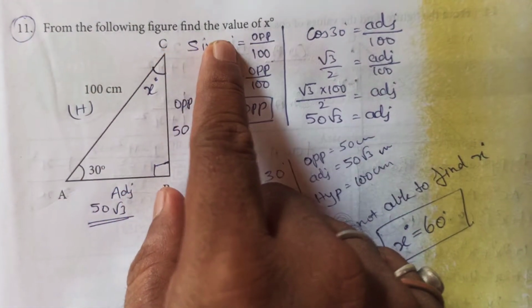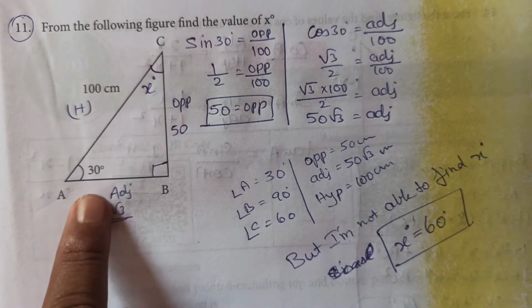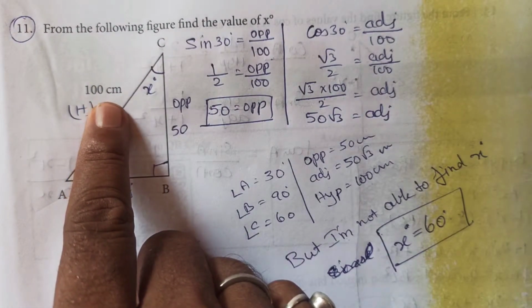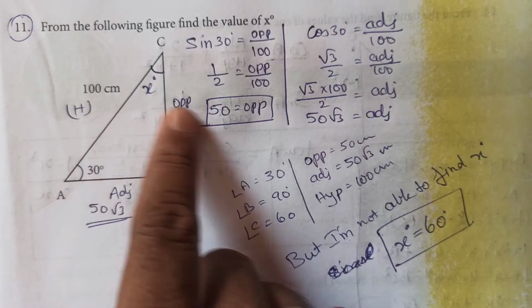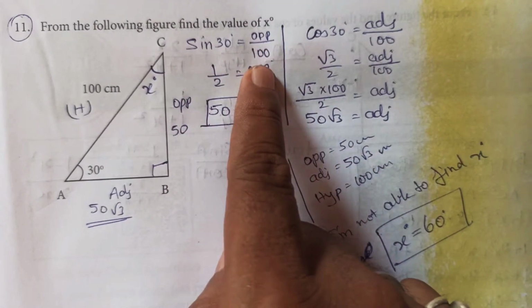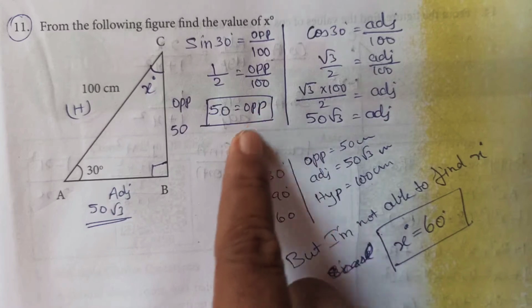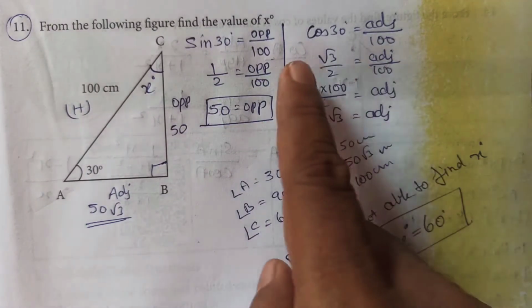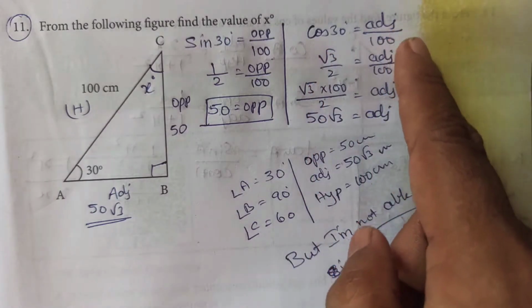From the following figure, find the value of x. So we know that there are only two values given, one of the angle, another is side, which is hypotenuse. So by using sin 30, we find opposite by hypotenuse, 1 by 2. So opposite by 100 is equals to 1 by 2, we cross multiply, it becomes 50. So opposite is 50.